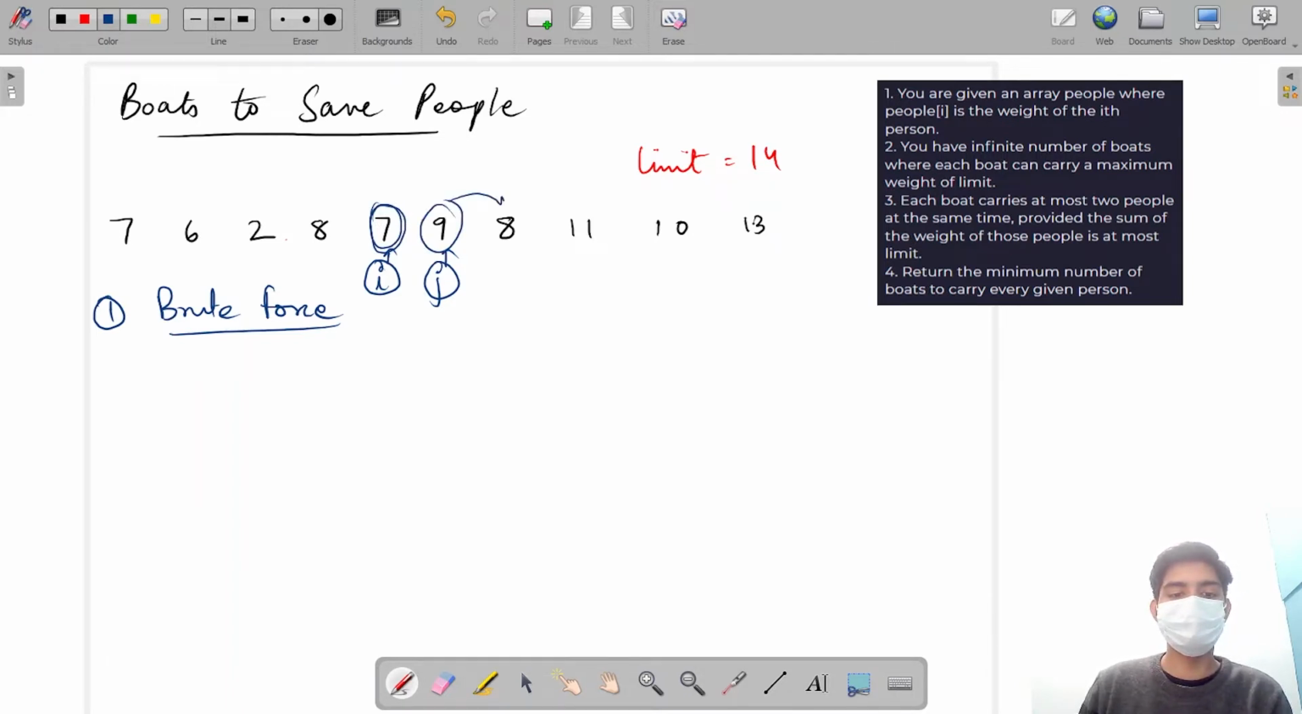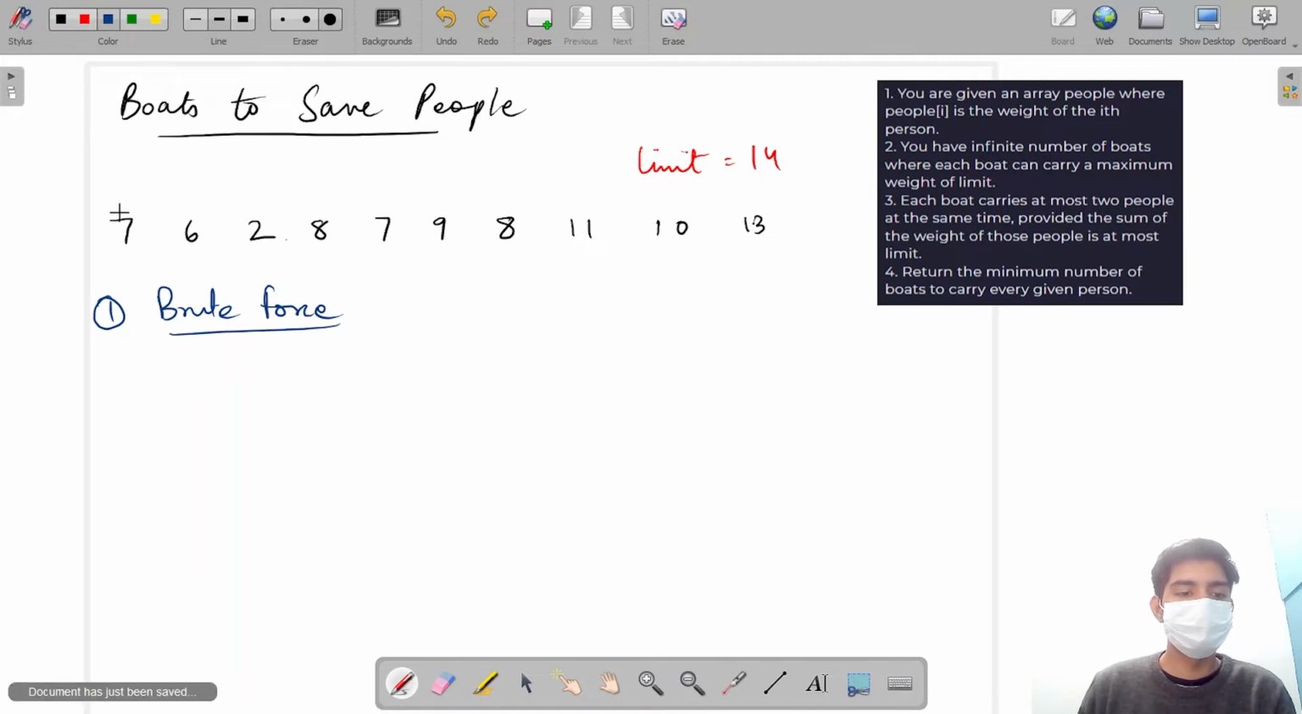Similarly, this 9 cannot pair up with anyone else, but it will check for the rest of the array. So in my brute force approach, I'm traversing the whole array for every single element. For every single element, I'm traversing the whole array to find someone to pair up with. And if it doesn't, then I can simply say that this element is going to go alone, right?